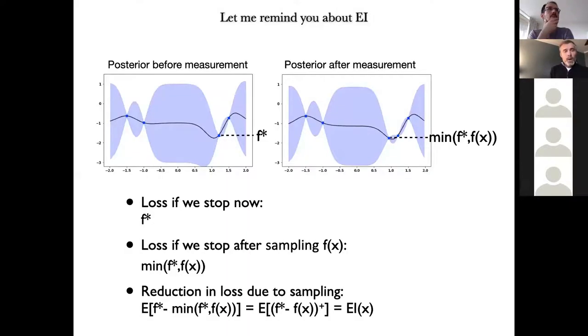So the example that I want to use to articulate this point is Bayesian optimization with gradients. Okay, so let me remind you how expected improvement would work in a setting like this.